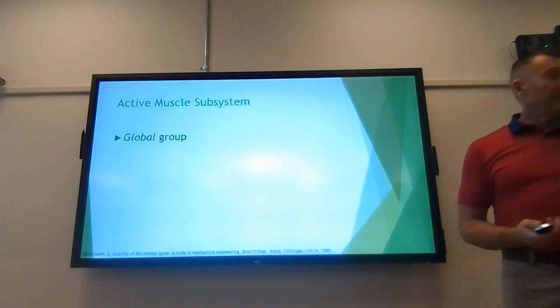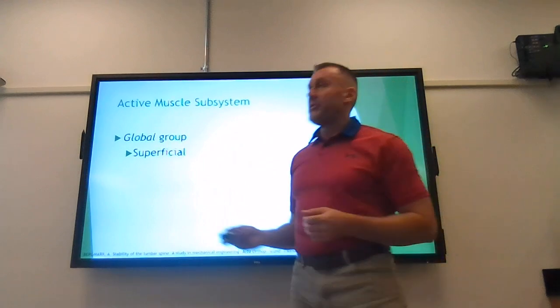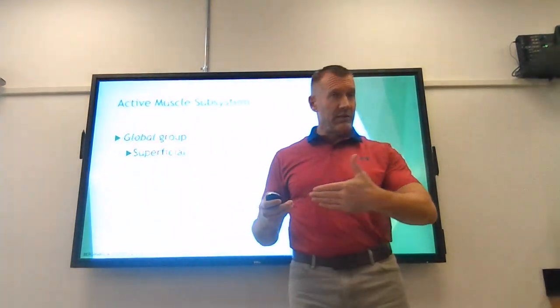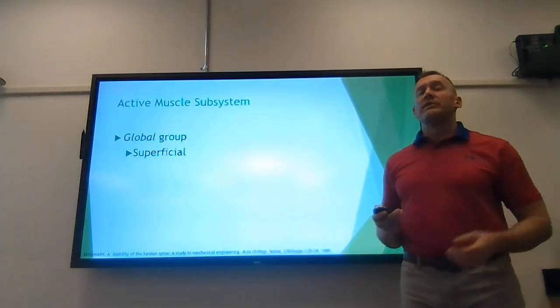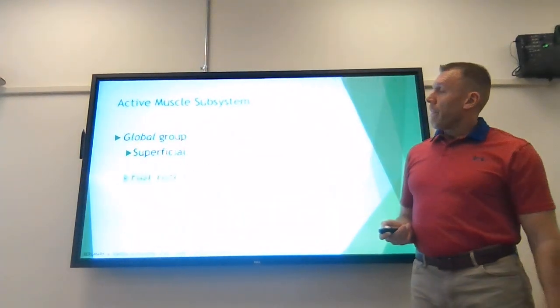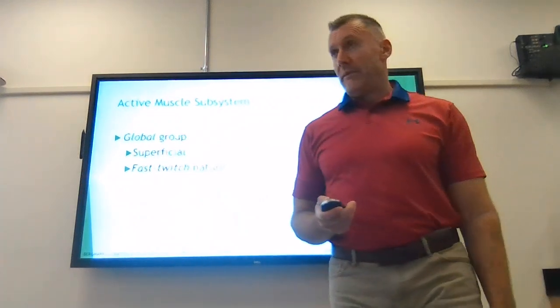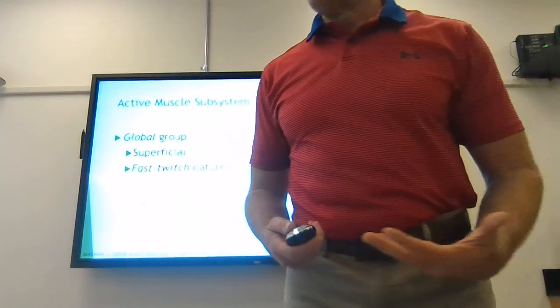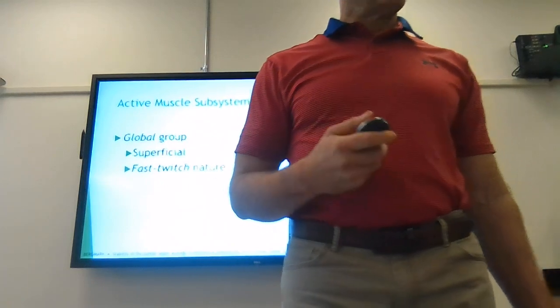Okay, so that's the local group. The global group, rather than being deep, they're superficial. That means closer to the surface. So these are the ones we usually measure with surface EMG. Fast twitch. This is where we have some of those muscle cells with the very quick type of responsiveness.